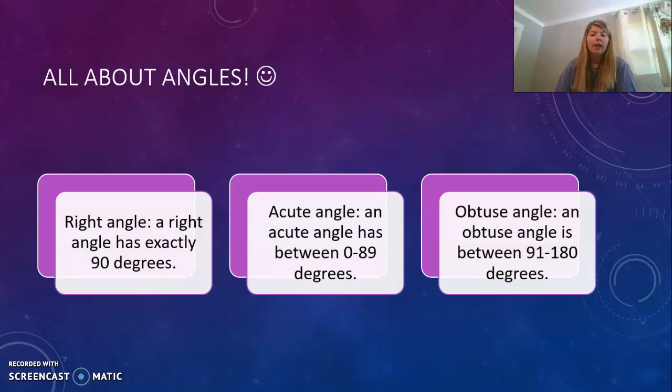Then we have an acute angle. An acute angle is between 0 to 89 degrees. And then we have the obtuse, which is the large angle, and it's between 91 to 180 degrees.